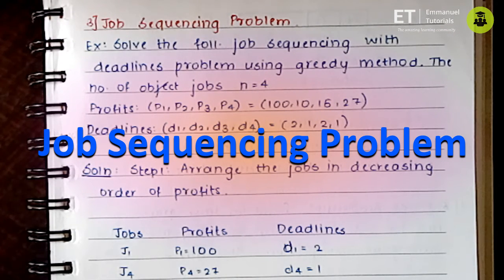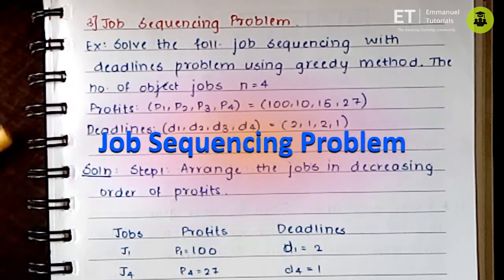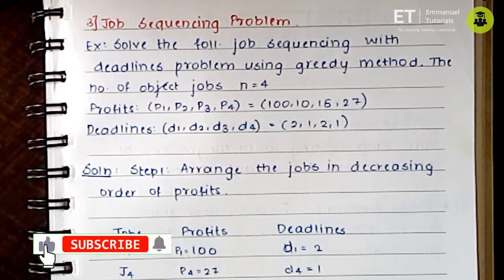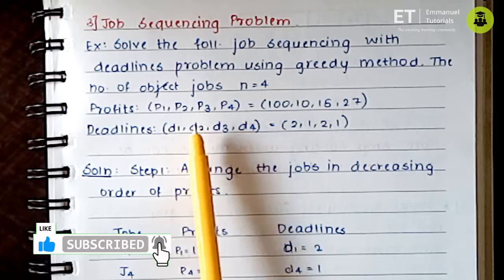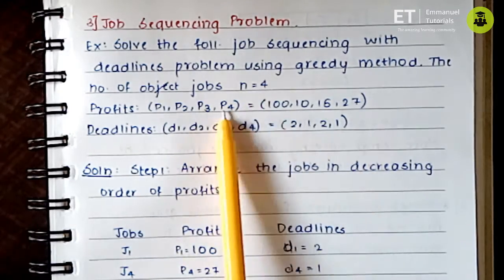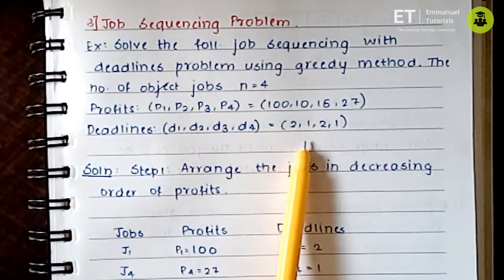In this video, we'll be seeing how to solve the job sequencing problem with a greedy approach. So we can start. This is the problem that we have. We have 4 jobs and the associated profits and the deadlines are given.